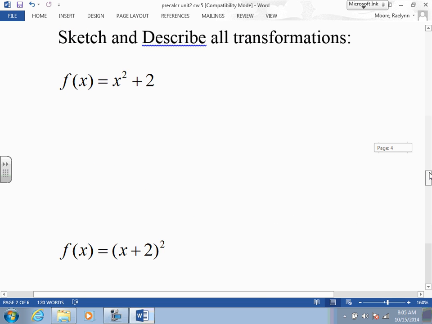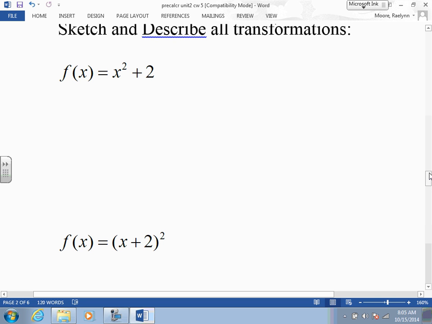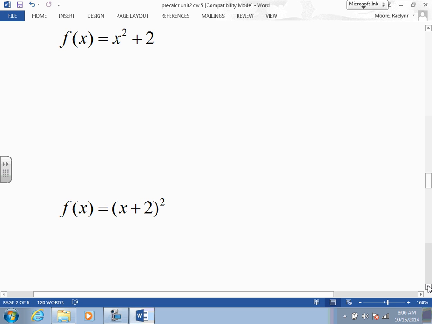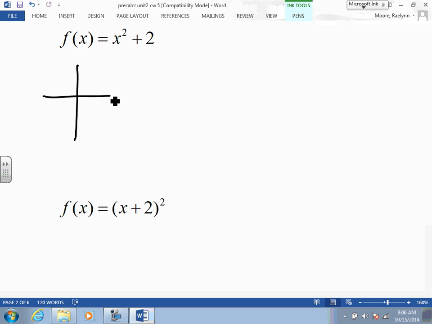Once we start working with them, they look a little bit better. So we start like this. First you look at what's your core graph. So what core graph are we using for this? The parabola, the squaring. So we start off like this. So your basic graph went like this.